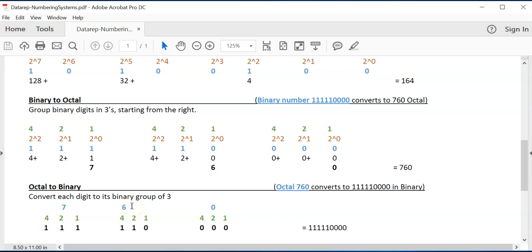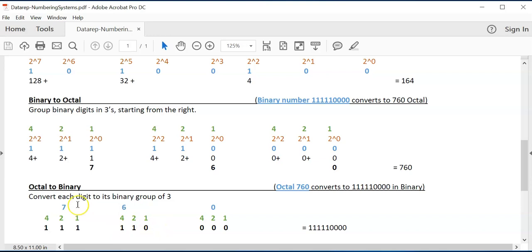Then we come to 6. Again, we had 1, 2, and 4. So which of these do we need in order to make the 6? Well, we can take the 4 and the 2, and that'll give us a 6. So we don't need the 1 now. So we put a 1 here, we need that. We put a 1 here, we need that. We put a 0 here, we don't need that. So the number 6 octal is converting into 110 as the binary.